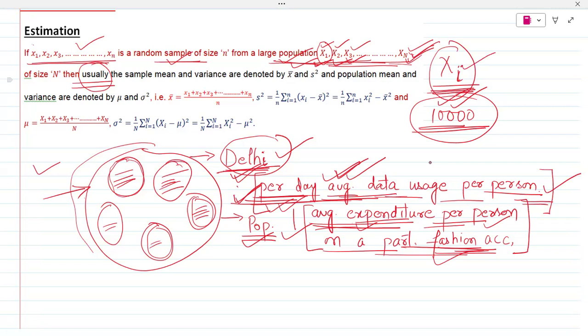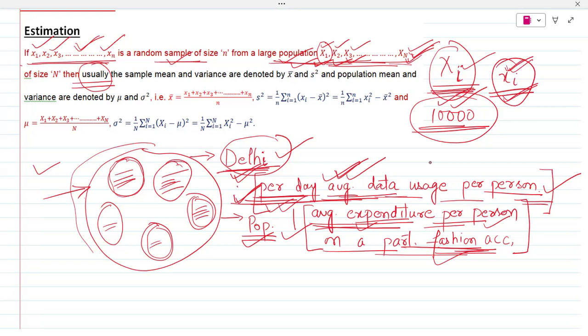And what will these small xi's be? These will be the data usage of any ith sample person, a person who is selected as a sample observation. So small x's denote our sample observations, and capital X's denote our population values.